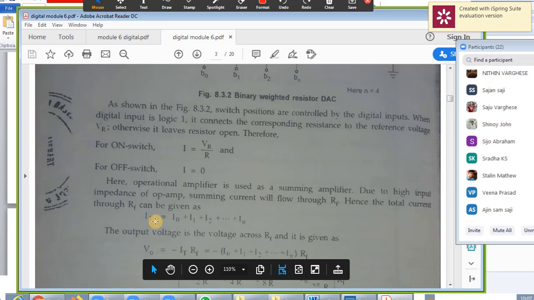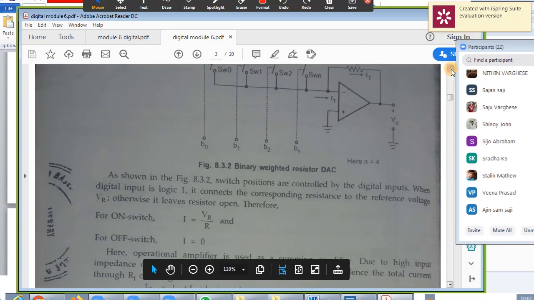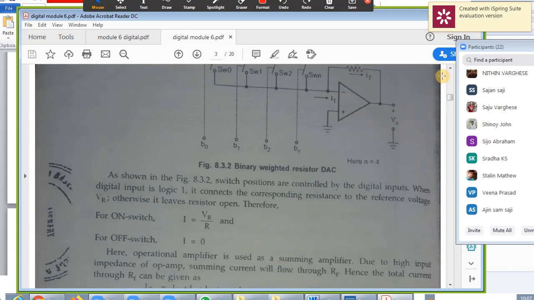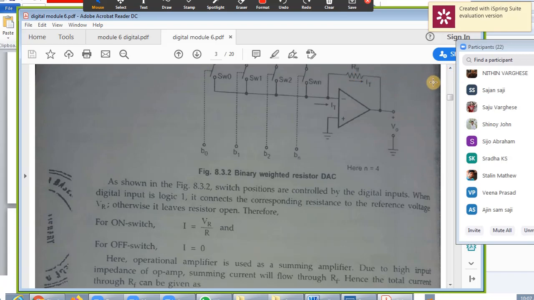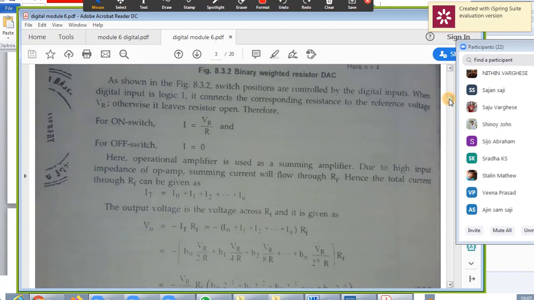Okay, so this is IT. So IT is I0 plus I1 plus I2 up to In. This same IT current will flow here. The same IT current will flow here. So what is V0?